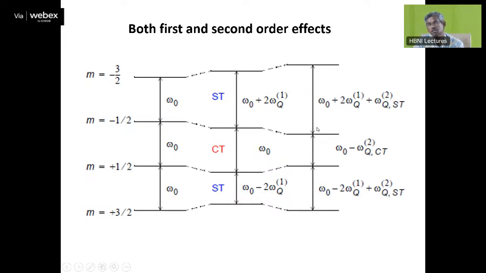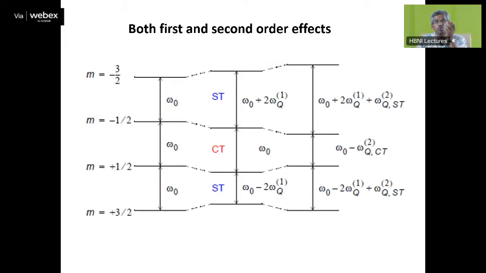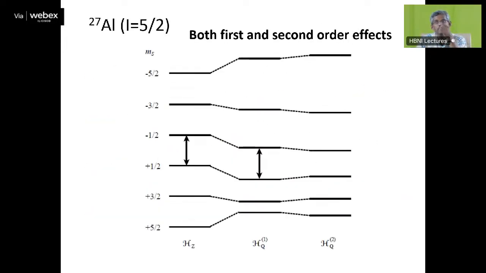But if you go for second order, both central as well as satellite transitions do get affected. That is what we see here. Now, how these first order and second order depend upon the magnetic field is the same concept only. For a 5 by 2 nucleus, it looks like this. But if you know how a 3 by 2 nucleus looks, you can equally write it for a 5 by 2 nucleus.